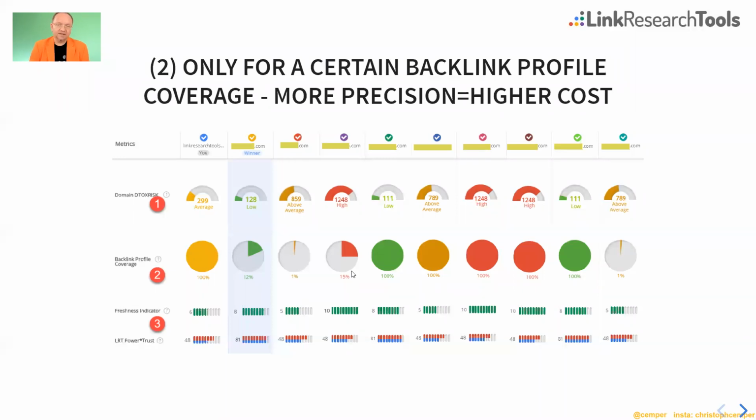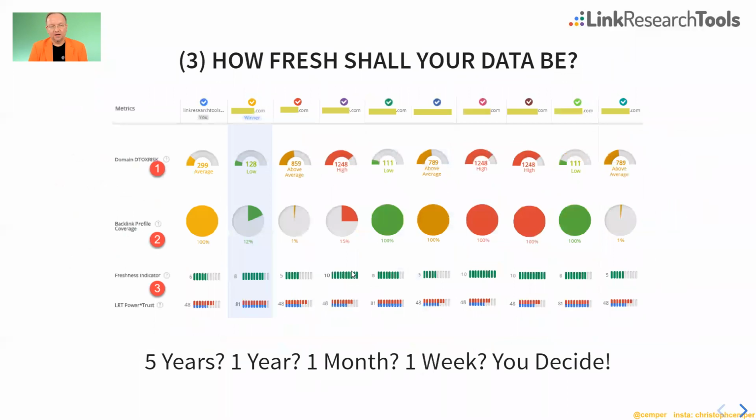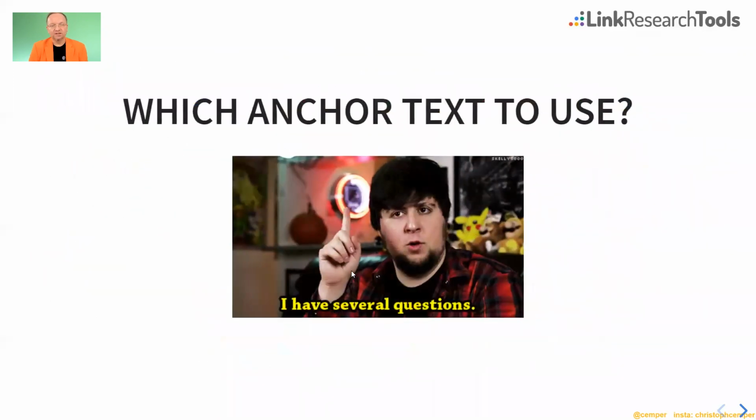But you could decide that only for a certain backlink profile, you could decide for a higher coverage and therefore higher cost. How fresh should the data be? 5 years, 1 year, 1 month? It's really your decision. This is what we support.